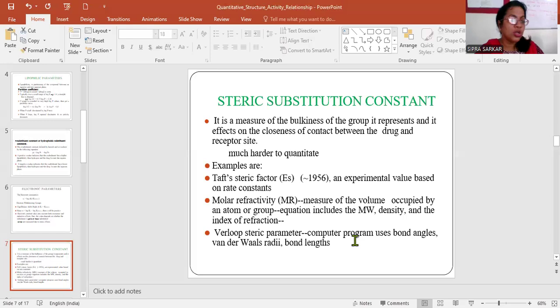Next, the steric substituent constant is a measure of the bulkiness of the substituent and its effect on the closeness of the contact between the drug and the receptor. So that means if the drug has bulky substituents, then it will be problematic. So the drug will not be binding to the receptor site. Next, the Taft steric factor, that is Es, that was discovered in 1956. That is an experimental value based on the rate constant. Then the molar refractivity.